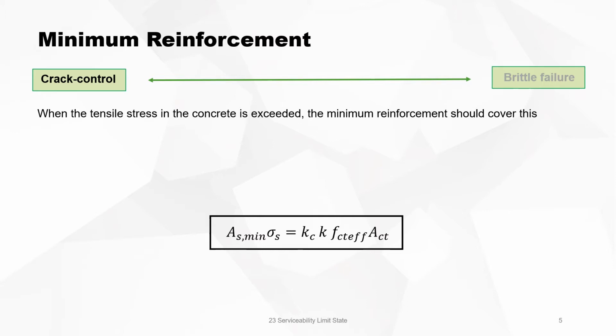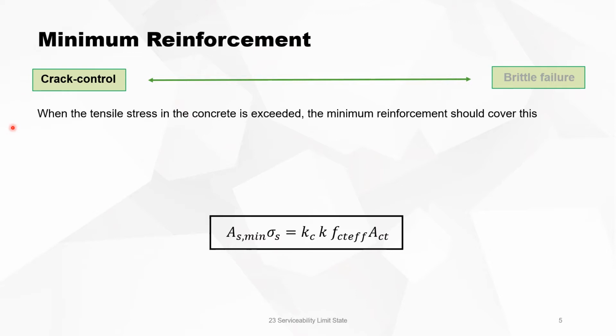The minimum reinforcement is governed by two principles. You have minimum reinforcement for crack control, and you have minimum reinforcement to avoid brittle failure. Let's start with minimum reinforcement for crack control.